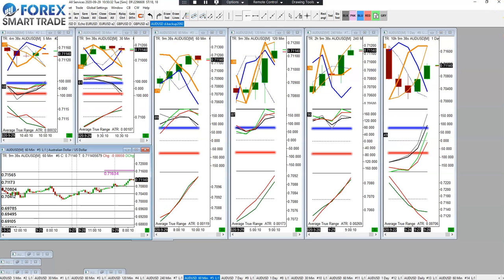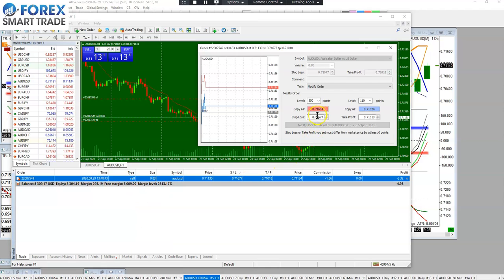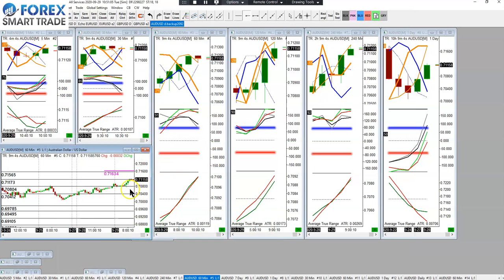Now this is based on my risk tolerance and preference. I don't want to get stopped out, so I'm going to modify this to 7163.4, and we're good. So that's one trade. We took a sell AUD USD for 11 pips. We got plenty of room here for it to come all the way down.